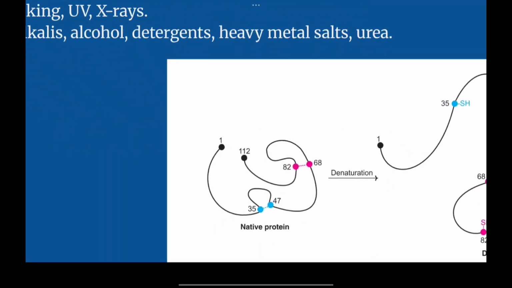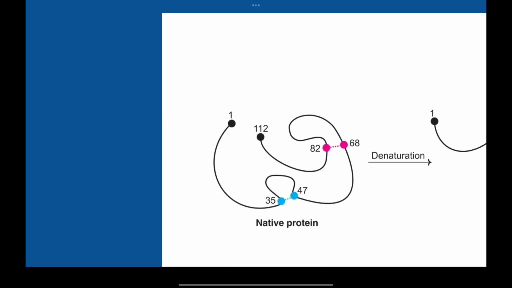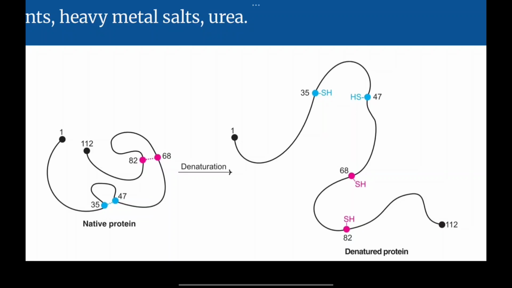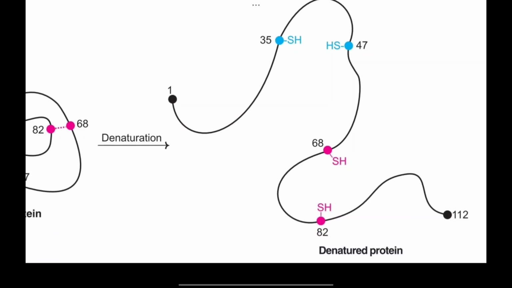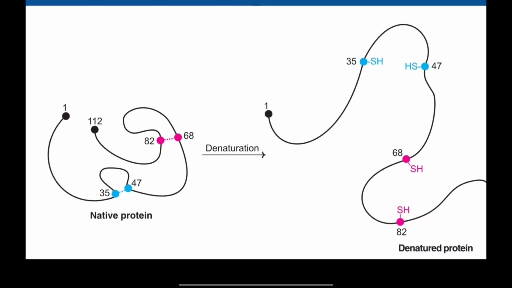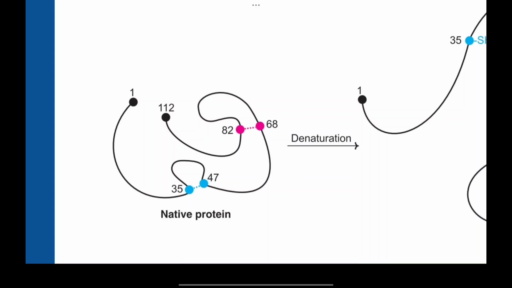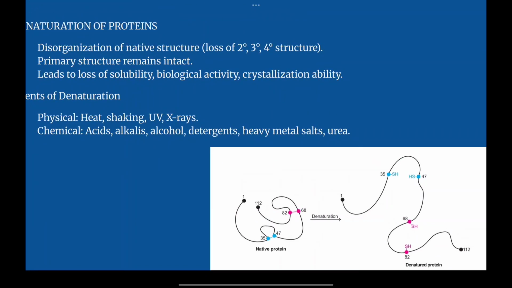Here is an image of how a native protein, the protein which is actually supposed to be like this, is being put under a stress, a denaturant, and a denatured protein is obtained, which is a single strand without any bond formation between the two amine groups. So here you can see there is a bond formation. The dotted lines you see, that is a bond formation. Here there is no bond formation between two different groups that is present in an amino acid.